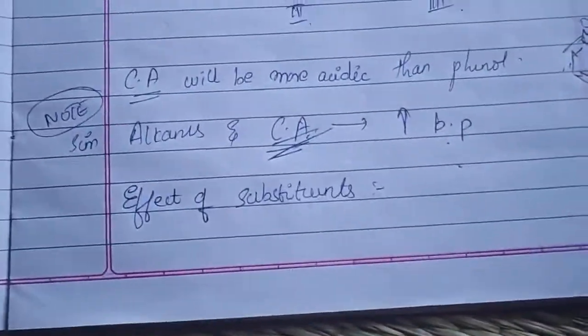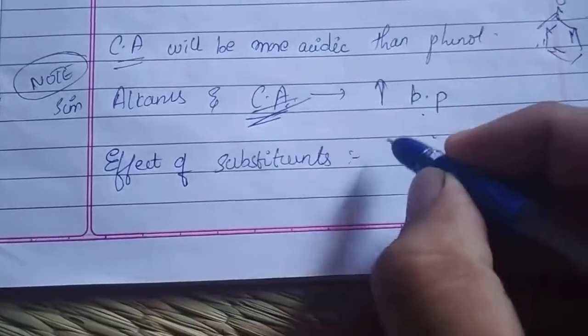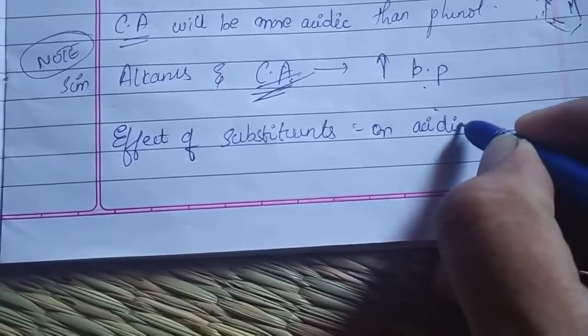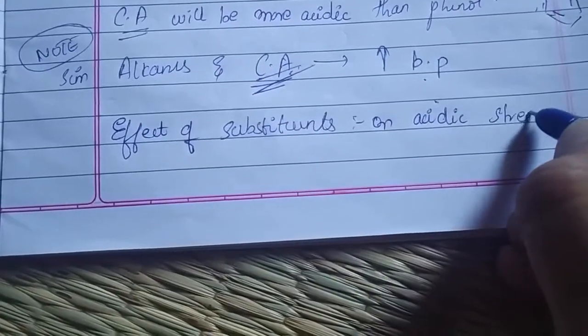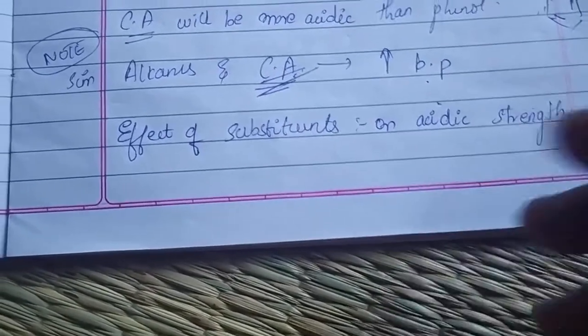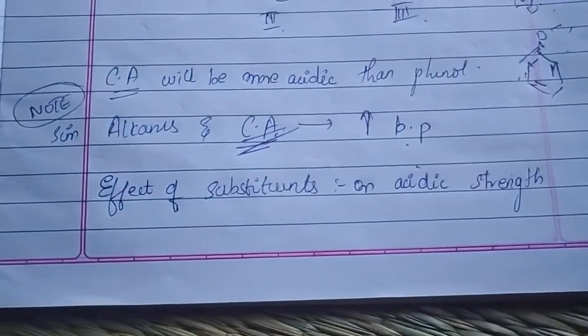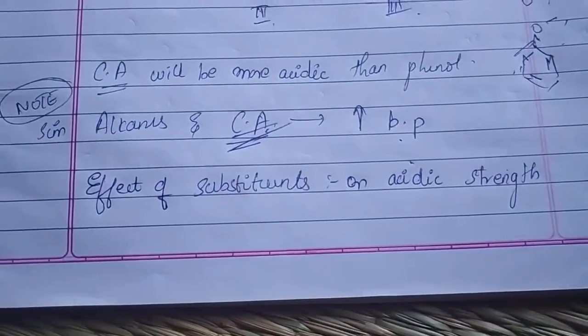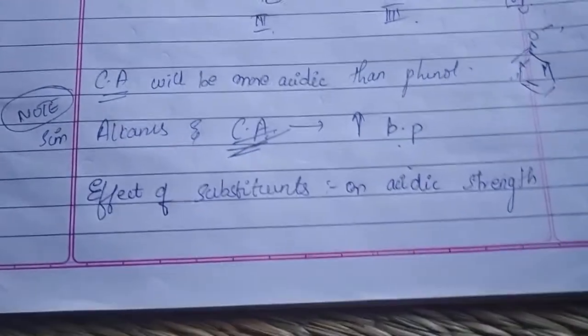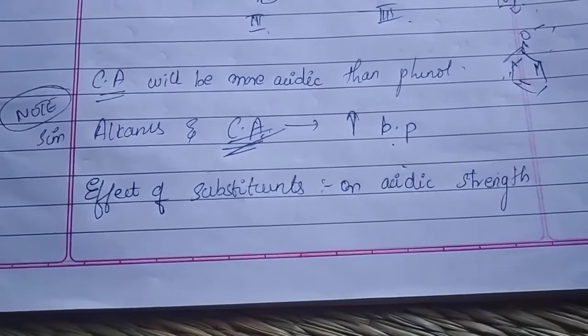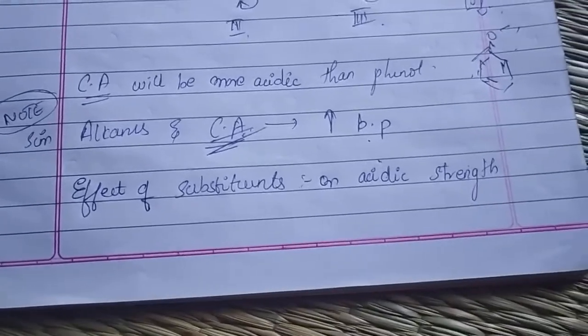So the next part we are going to study is the effect of substituents on acidic strength. So basically we are going to understand what happens to the acidic strength of the carboxylic acid if an electron withdrawing group is present and if an electron donating group is present. So before that, I want to ask you a question.